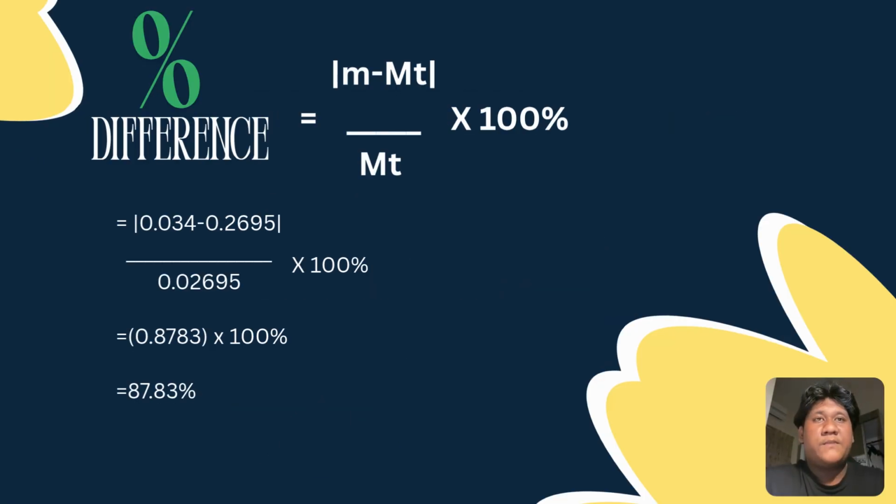Moving on, we have to find the percentage difference, and the formula is m minus mT over mT times 100%. For the calculation, 0.034 minus 0.2695 over 0.2695 times 100%. The answer is 0.8783 times 100%, and the final answer is 87.83%.